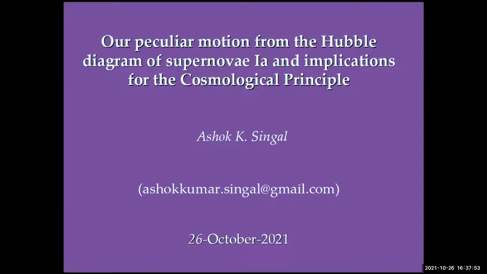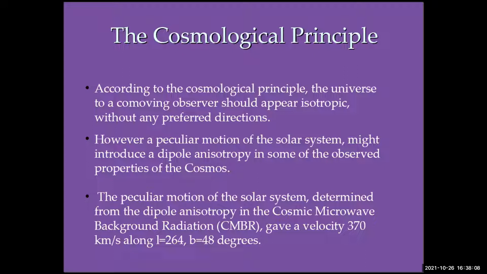Yeah. Well, this is the title of my talk, where I'm going to talk on the Hubble diagram of supernova 1A and its implication for the cosmological principle. Now, of course, we all know the cosmological principle says the universe to a comoving observer should appear isotropic without any preferred directions. However, a peculiar motion of the solar system that is observed might introduce a dipole anisotropy in some of the observed properties of the cosmos. Now, the peculiar motion of the solar system has been determined by the CMBR, cosmic microwave background radiation, and it gave a velocity of 370 kilometers per second along a certain direction.